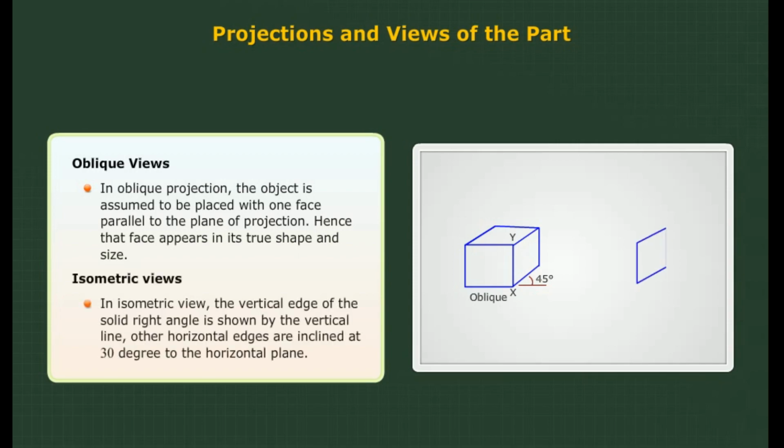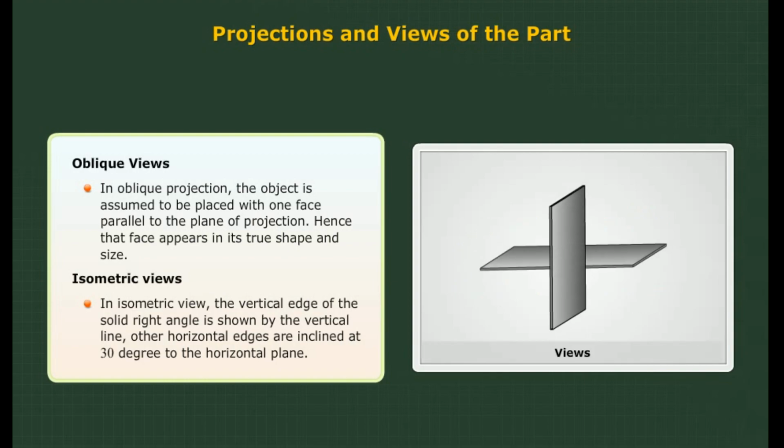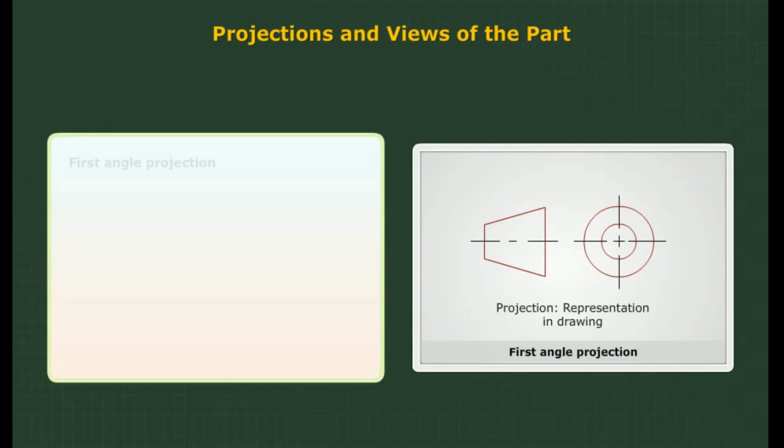In isometric view, the vertical edge of the solid right angle is shown by the vertical line. Other horizontal edges are inclined at 30 degrees to the horizontal plane. Though it conveys the concept of the part well, it is difficult to specify dimensions as required for engineering purposes. Hence, for engineering drawings, orthographic projection is universal. In orthographic projection, projection planes are normal to each other.